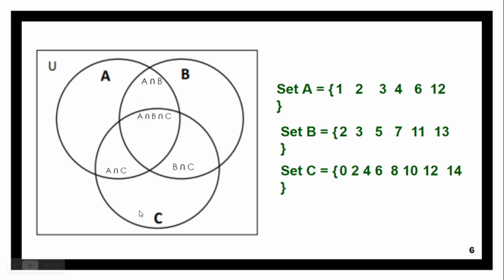Yes, but since meron na tayong C, meaning to say may portion na tayo na nahati siya, this portion is for the intersection of A, B, C. This portion na lang yung natira for intersection ng A and B lang. And this is for the portion ng intersection ng A and C and intersection ng B and C. Now, let's have this set A, B, and C.